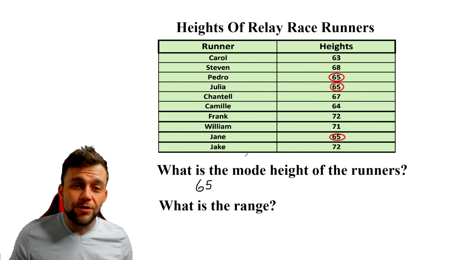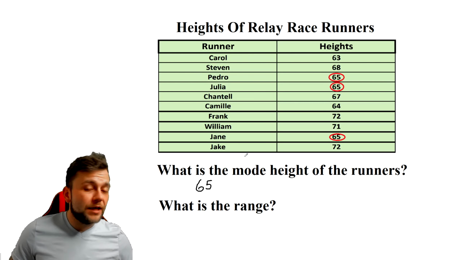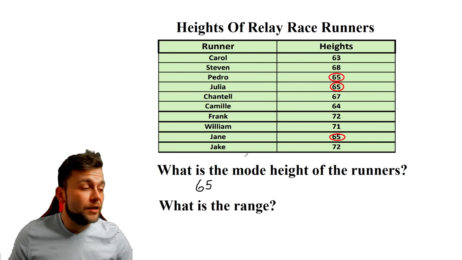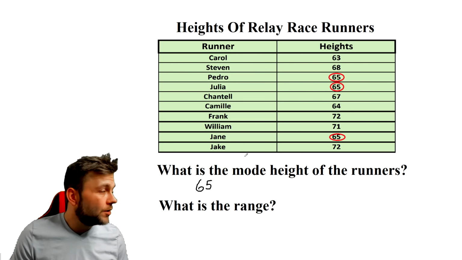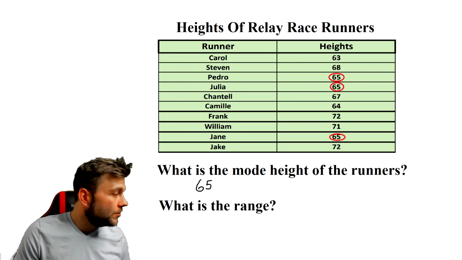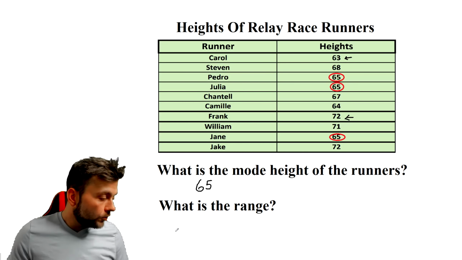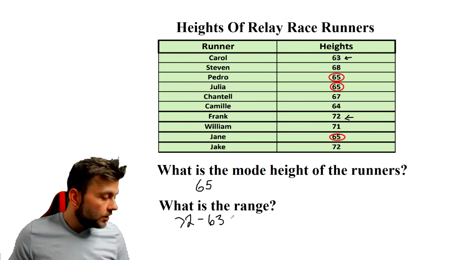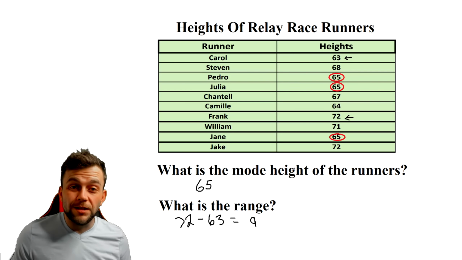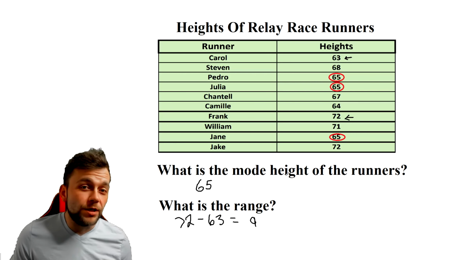So what is the range? So the range of heights, I see that the largest height or the greatest height out of all of the runners is 72. So we have 72 right here. And what is the lowest height? Well, the lowest height looks like it is 63. So what we have to do is 72 minus 63. And that is going to equal 9. So the mode is 65 and the range is 9.